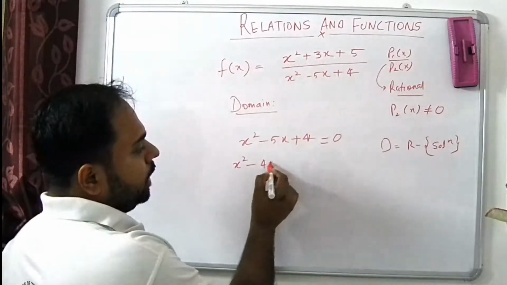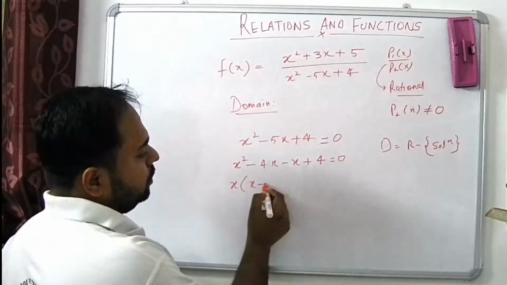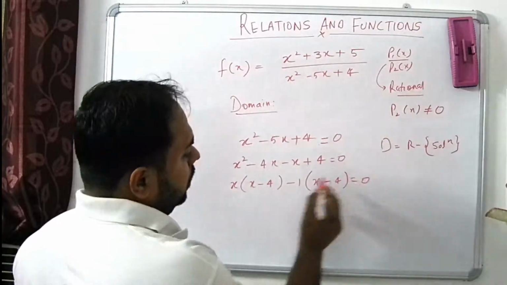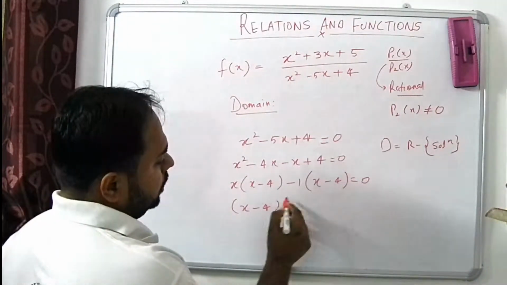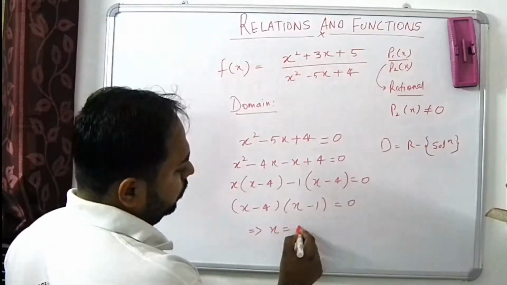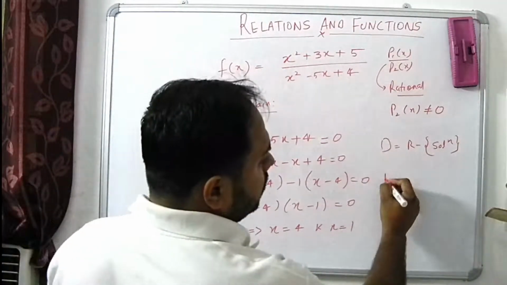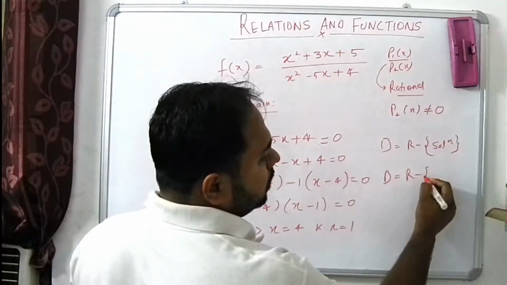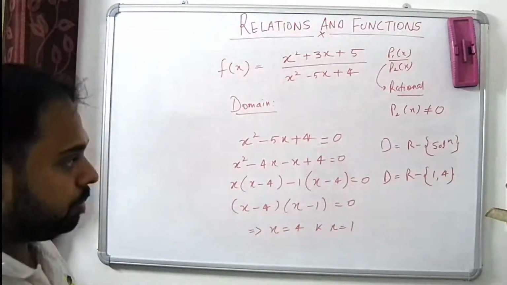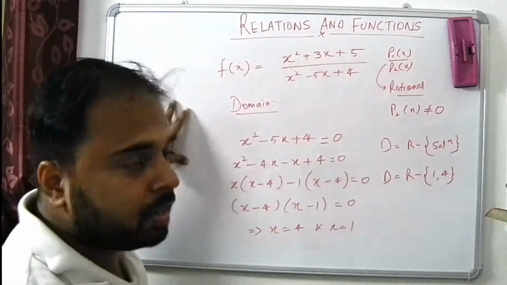This is x square minus 4x minus x plus 4 equal to 0. Taking x as common, x minus 4, minus 1 as common, x minus 4 is equal to 0. Taking (x minus 4) and (x minus 1) equal to 0, this implies that x is equal to 4 and x is equal to 1. So my domain is R minus {1, 4}. I remove this set from all the real values, and whatever set I am left with, that is the domain of this function.